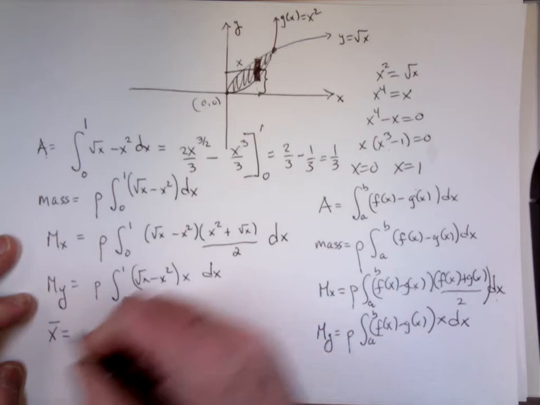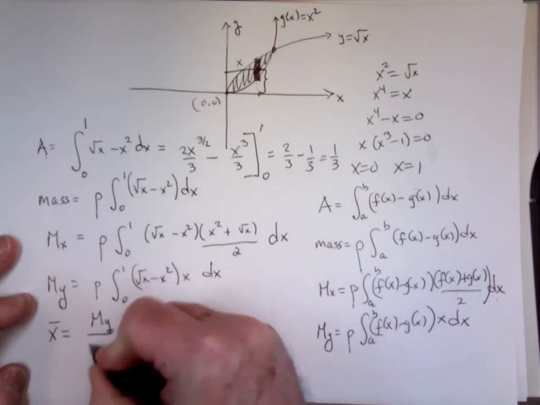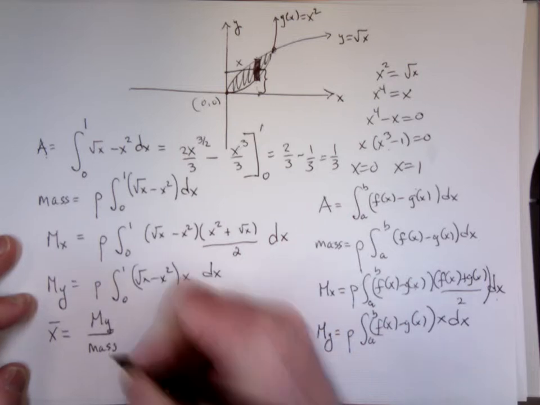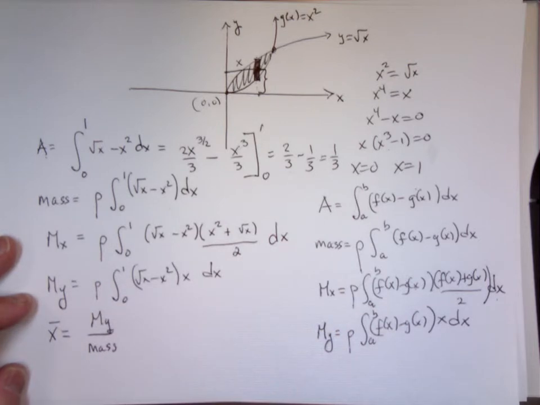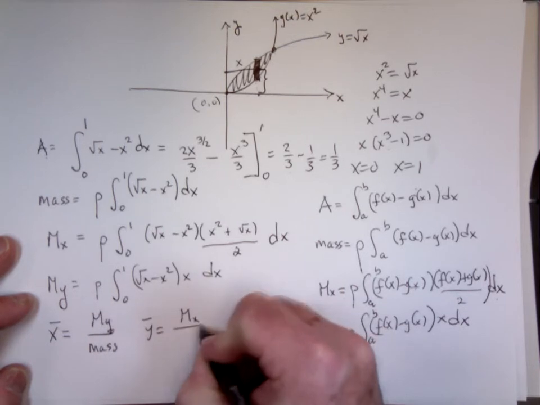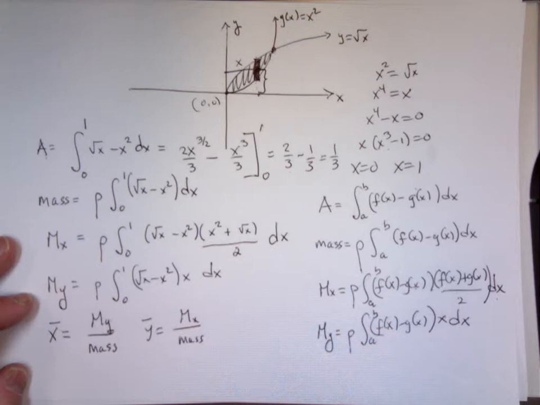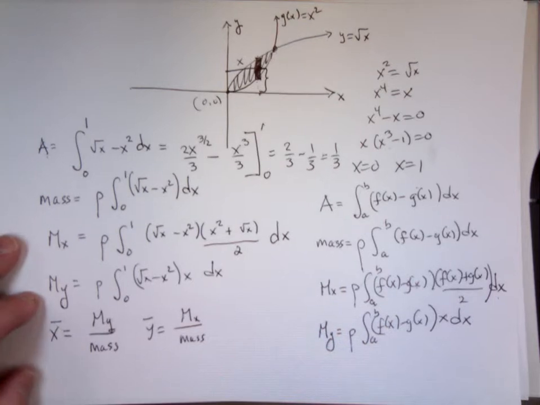And number 5 is a gift from me to you. X bar is equal to the moment from the y-axis divided by the mass. Is that definitely going to be on the exam now? It may be. I can't guarantee it. It may be. Or the Y bar. Y bar is the moment from the x-axis over the mass. Yeah. One of those two. So Y bar is what? Mx over mass. Yep. Okay, that's the first section.